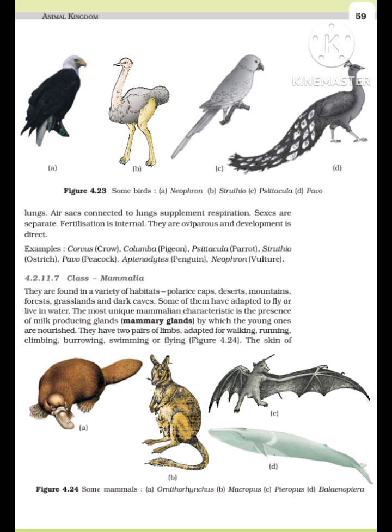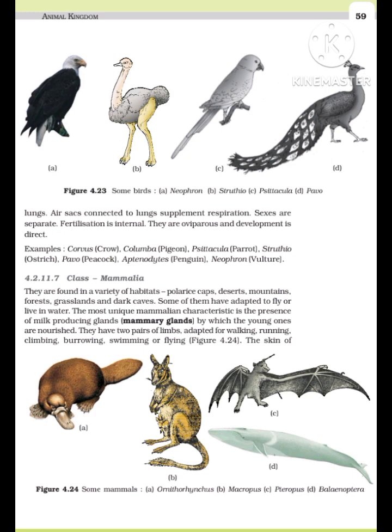Figure 4.23 Some birds: A. Neophron, B. Struthio, C. Psittacula, D. Pavo. Respiration is by lungs. Air sacs connected to lungs supplement respiration. Sexes are separate. Fertilization is internal. They are oviparous and development is direct. Examples: Corvus, crow, Columba, pigeon, Psittacula, parrot, Struthio, ostrich, Pavo, peacock, Aptenodytes, penguin, Neophron, vulture.